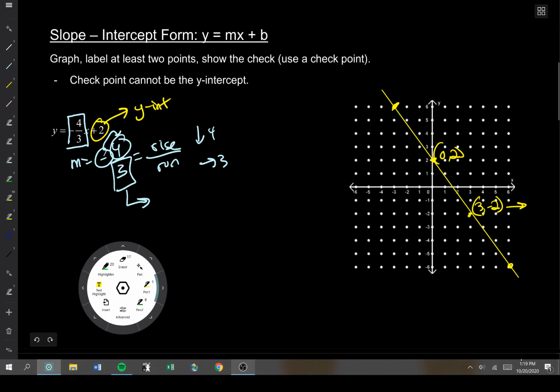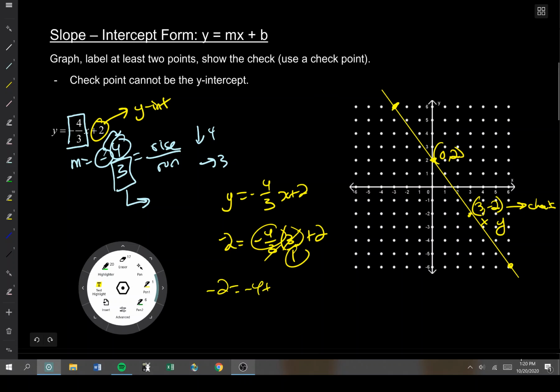I'm going to check this point. This is called a checkpoint. I'm going to check it to make sure that it works. What that means is I'm going to take my equation, which is y equals negative 4/3 x plus 2. I'm going to plug 3 in for x and negative 2 in for y, and see if I get a true statement. If I do, if the left side equals the right side, then my checkpoint is good, which suggests that my line is good. Now this is a 3 over 1. Think of that as a fraction. The 3 on top cancels the 3 on the bottom. So negative 4 times 1 is just negative 4. Negative 2 equals negative 2, and we've checked.